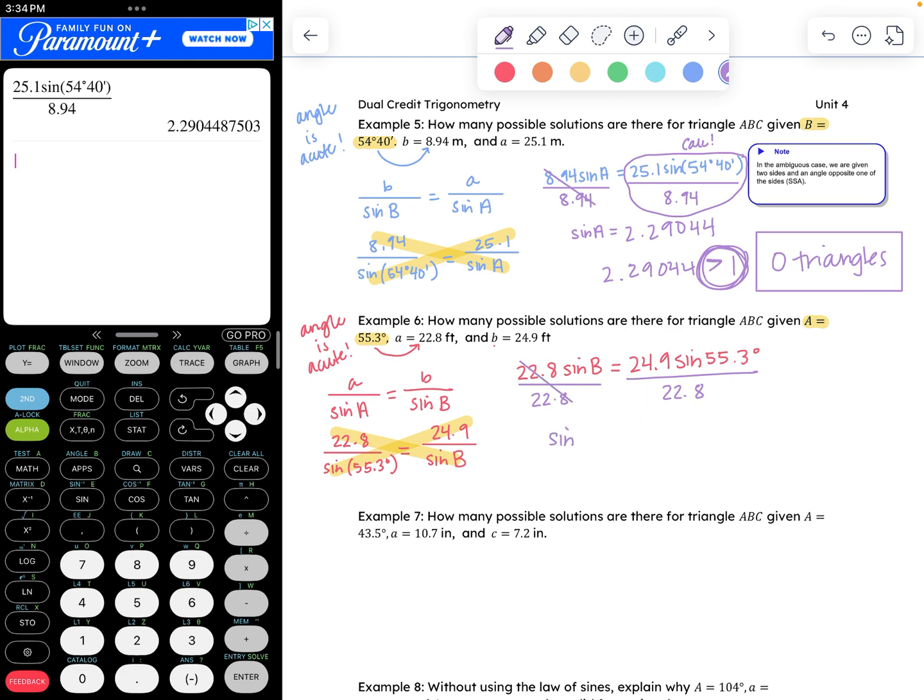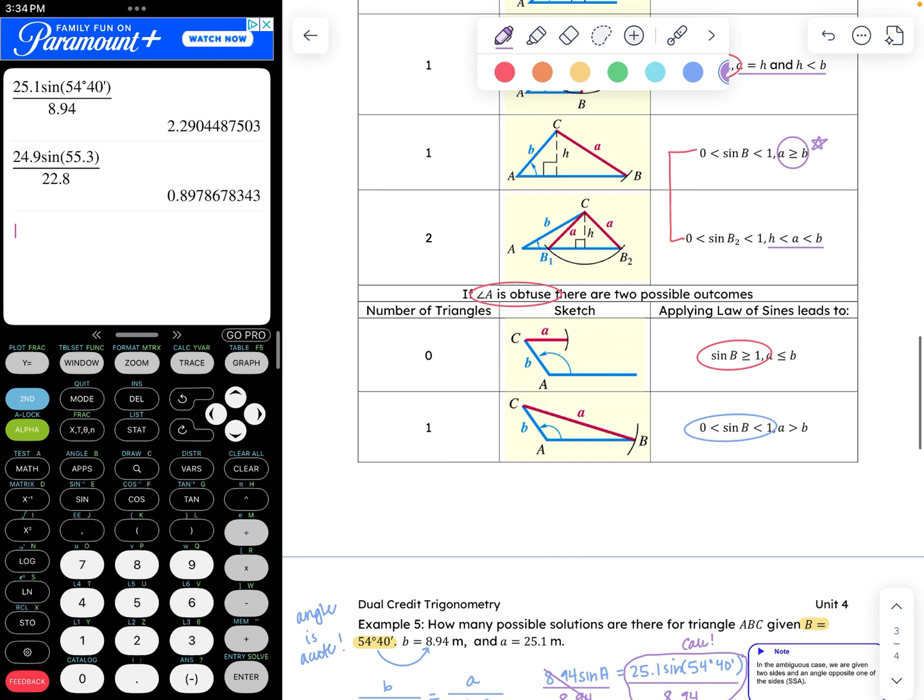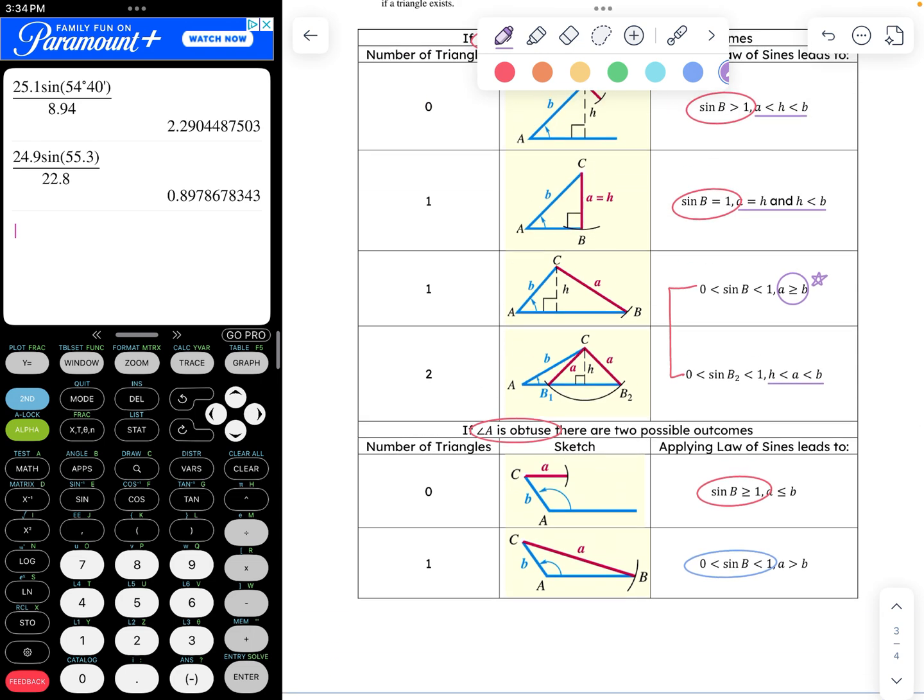And then I can plug that into my calculator. So 24.9 sine of 55.3 over 22.8, and I get 0.8978, which is less than 1. So when I look at my table, well, that is actually 2 different options.